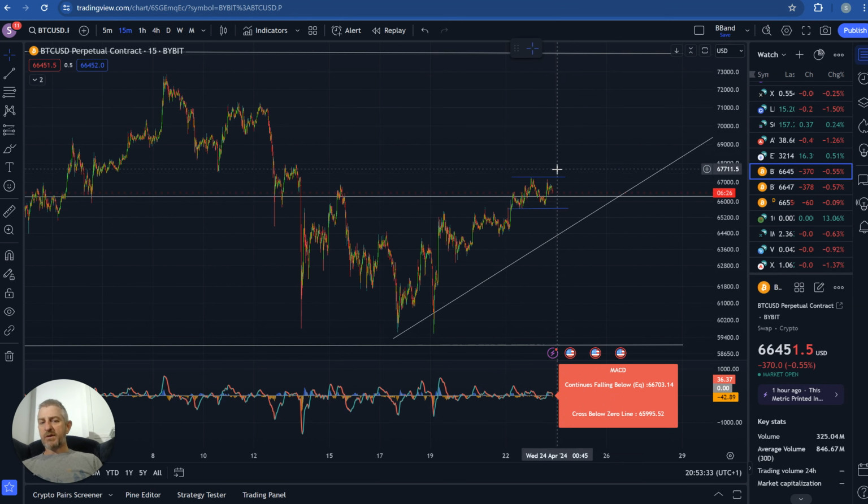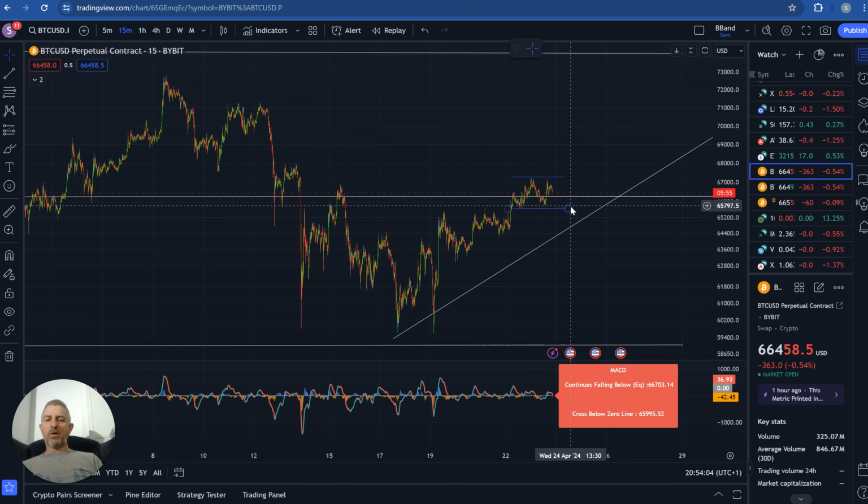If this breaks out to the top, I would expect it to move up to somewhere between 69.5 and say 71,000. So what was that? Like 69.5 to 71. So a $1,500 range of potential targets on the next move up, if it happens.